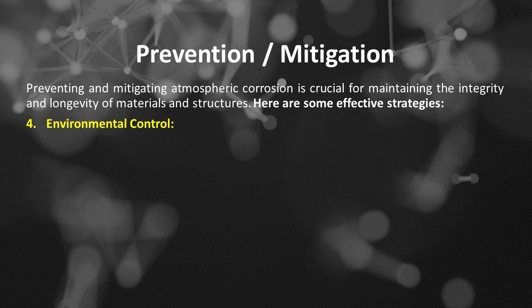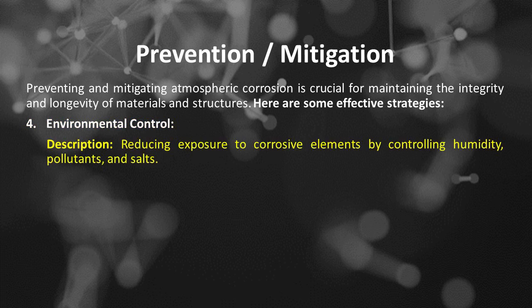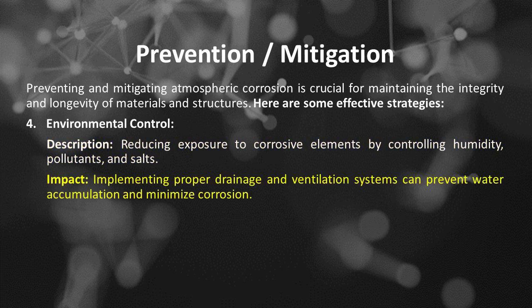Number 4 is environmental control. Environmental control description. Reducing exposure to corrosive elements by controlling humidity, pollutants, and salts. Environmental control impact. Implementing proper drainage and ventilation systems can prevent water accumulation and minimize corrosion.